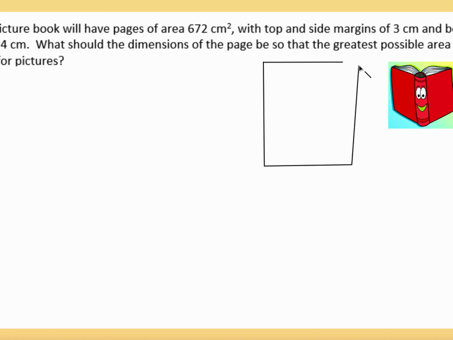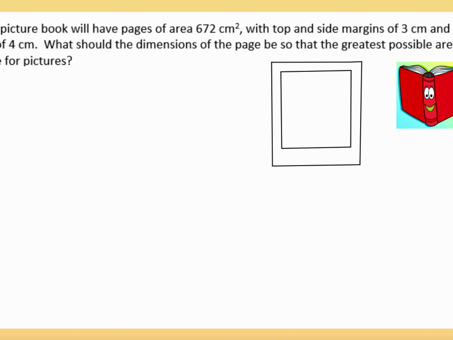So we've got our page. It looks like that. The top margin is going to be 3, the side margins are going to be 3, and the bottom margin is going to be 4. So it'll kind of look like this. The space between here is 3, the space between here is 3, the space between here is 3, and the space between here is 4.